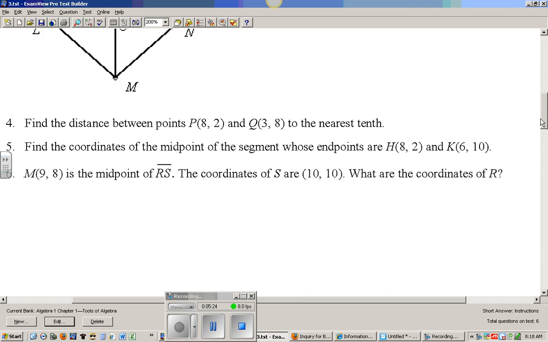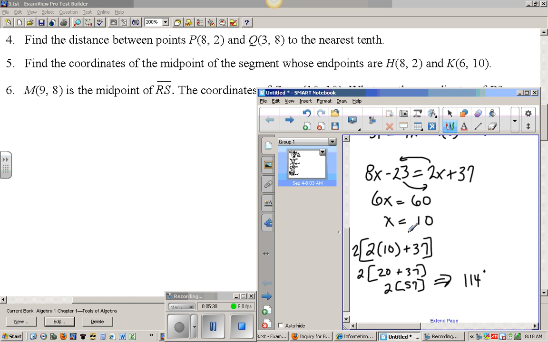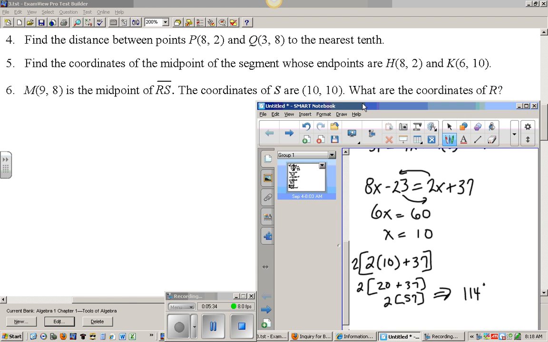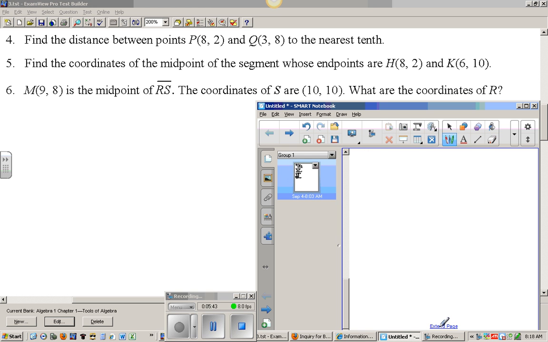Number 4. 5 and 6 are using our distance and midpoint formulas. Drag that down, we won't have to move it anymore. So then we're looking at problem number 4. It says find the distance between 8, 2 and 3, 8 to the nearest tenth. This one it asks for the nearest tenth.